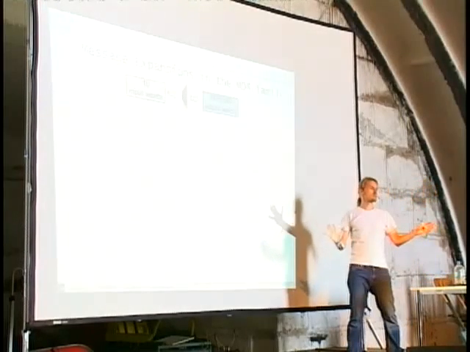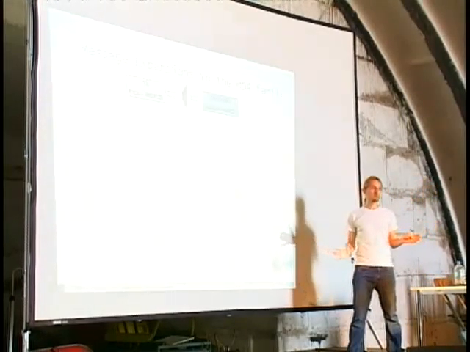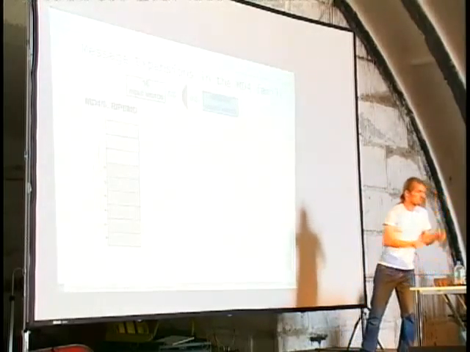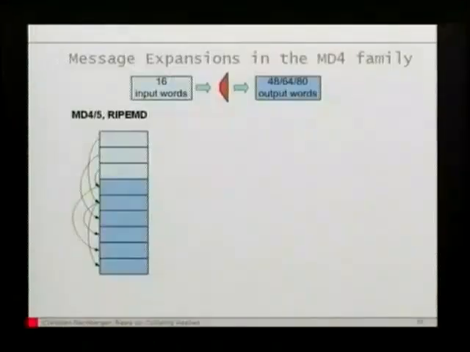So we have 16 input words of 32 bits each, meaning 512 bits. They are expanded. In the case of MD4, MD5, and RIPEMD, this message expansion is a very simple process, very fast, of course. It's about copying message words and shuffling them around a bit, not more.